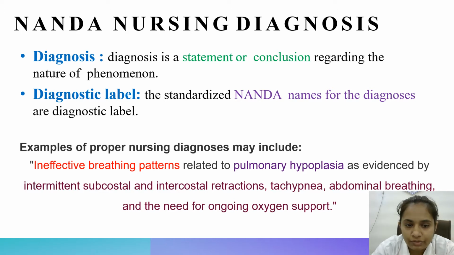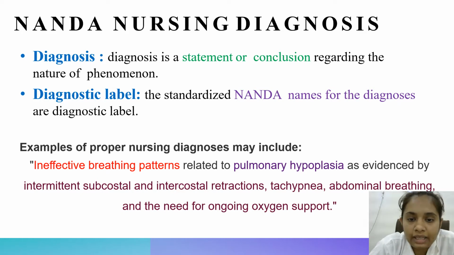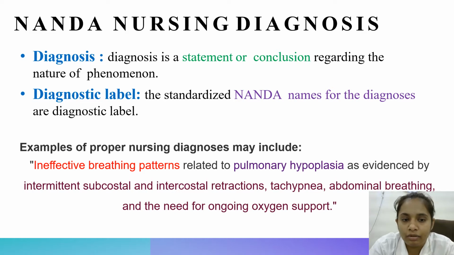What is the diagnosis first of all? The diagnosis is a statement regarding the nature of the phenomena, meaning the patient's condition. The diagnostic label is the standardized NANDA name for the diagnosis. Diagnosis alone is the statement and conclusion of the nature, but the diagnostic label is the standardized NANDA name. The professional diagnosis is followed by the NANDA diagnosis.